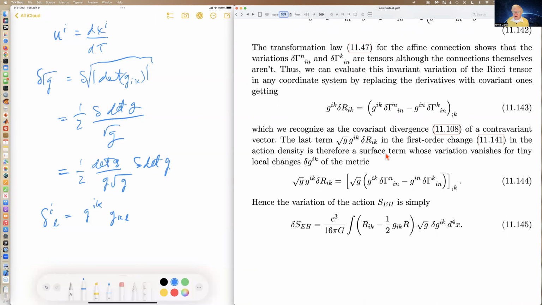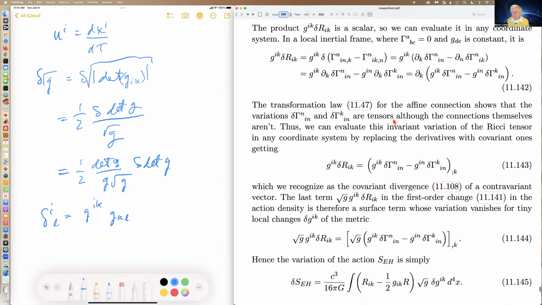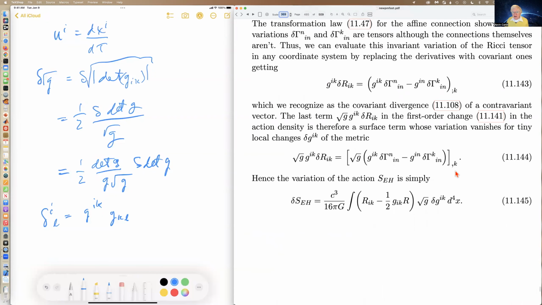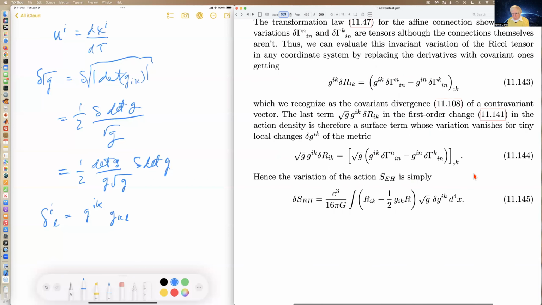What one does is one shows that in effect we can replace this ordinary derivative by a covariant derivative, and then we can write this in terms of a divergence of the term involved with the square root of g. And there's a total divergence.